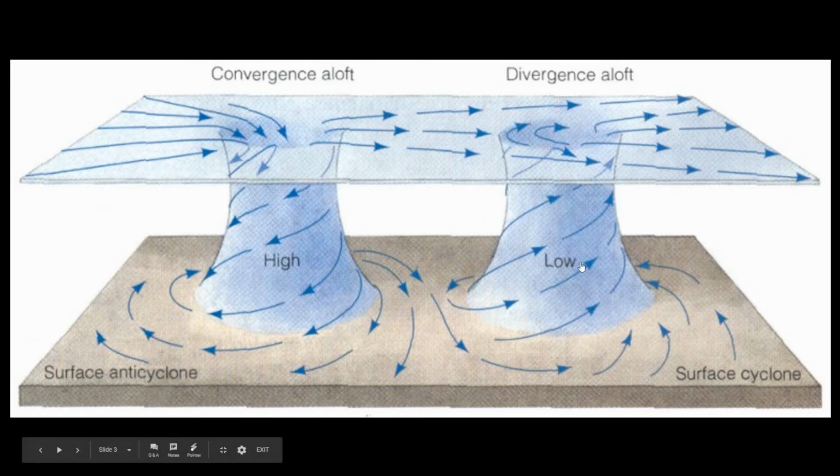You get rising motions. Rising motions are going to lead to cooling of the air. Cooling of the air is going to lead to condensation of the water vapor in it. Obviously, when you get condensation, you're going to increase your chances of precipitation. So low pressure is associated with precipitation, high pressure with fair weather.